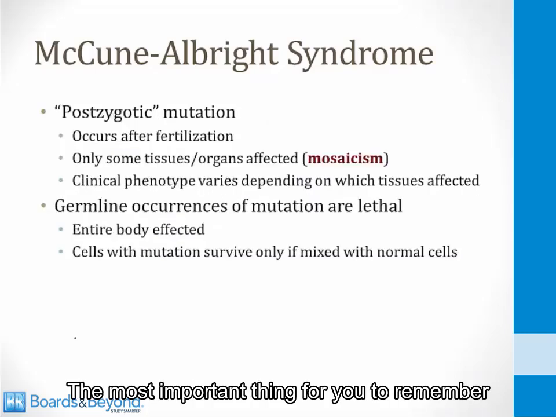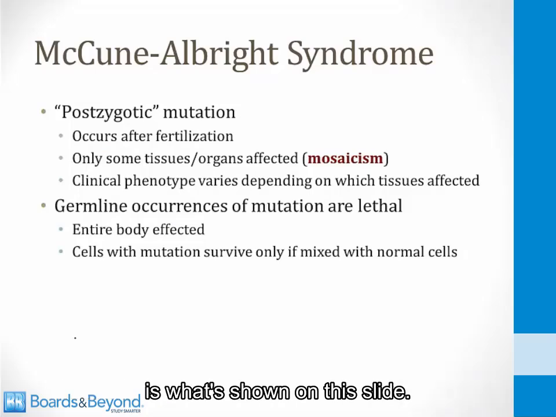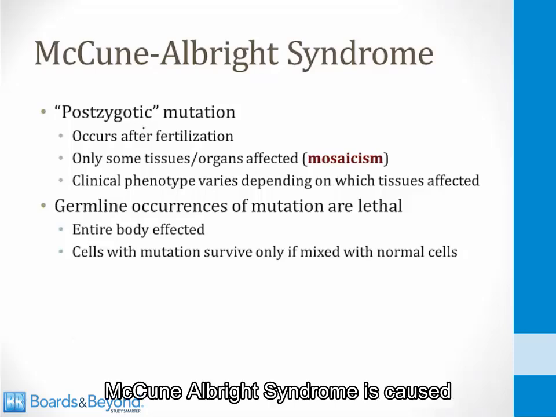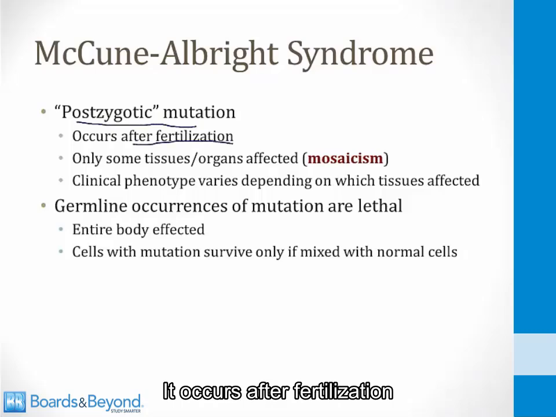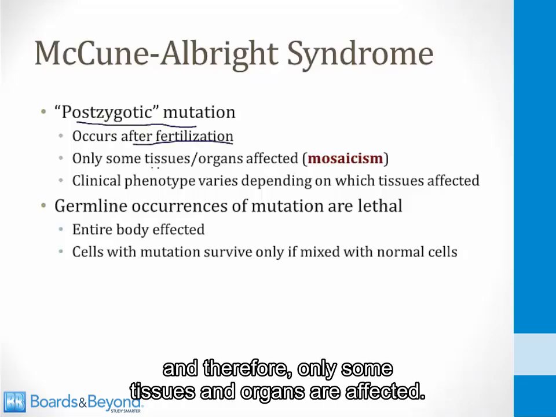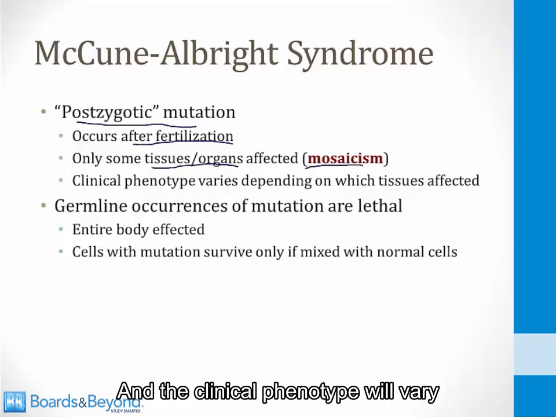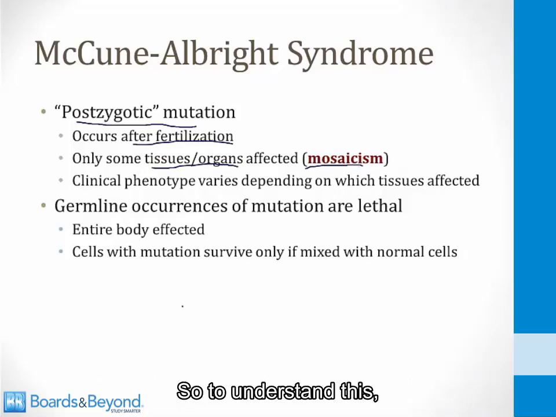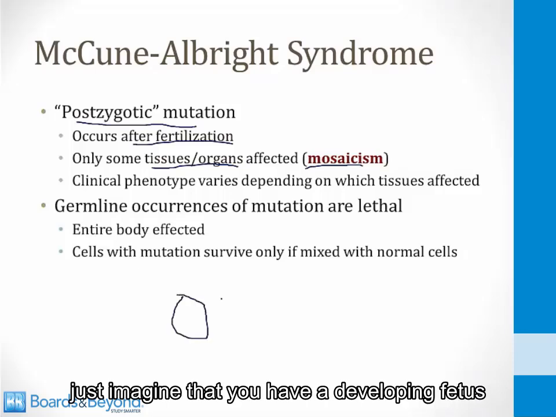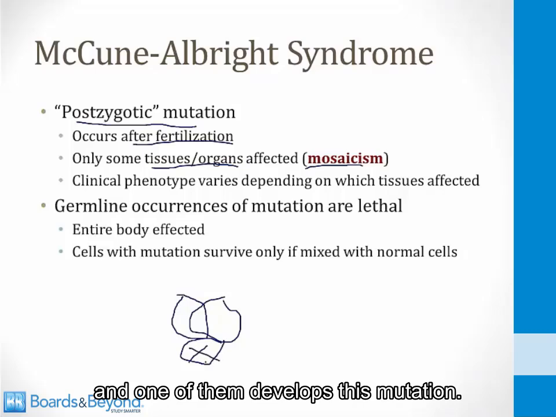The most important thing for you to remember about this very rare disorder for the Step 1 exam is what's shown on this slide. McCune-Albright syndrome is caused by a post-zygotic genetic mutation. It occurs after fertilization, and therefore only some tissues and organs are affected. In other words, it is said to display mosaicism, and the clinical phenotype will vary depending on which tissues are affected. So to understand this, just imagine that you have a developing fetus and it's got a number of different cells here, and one of them develops this mutation.